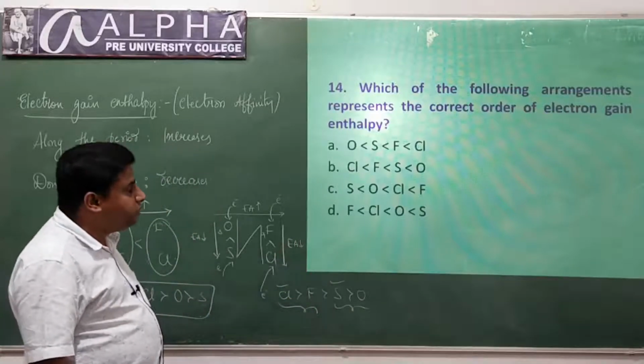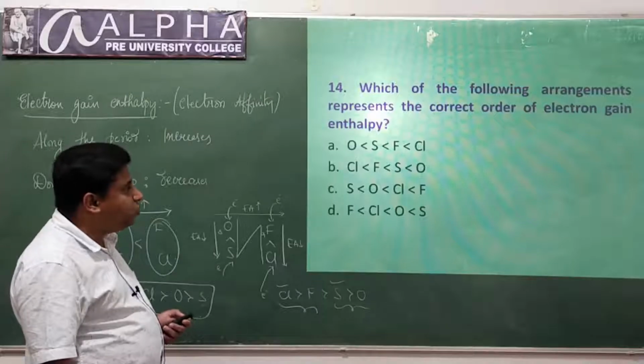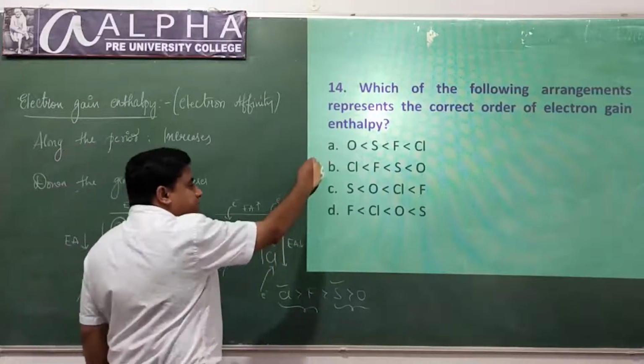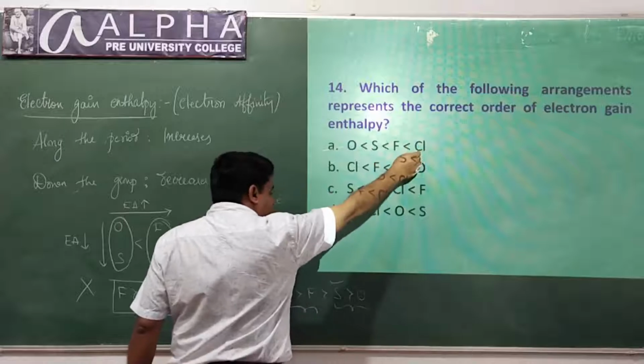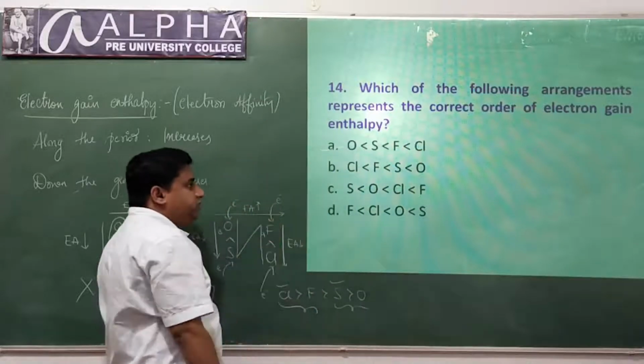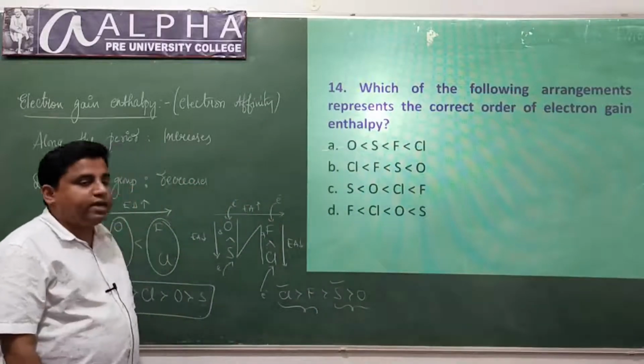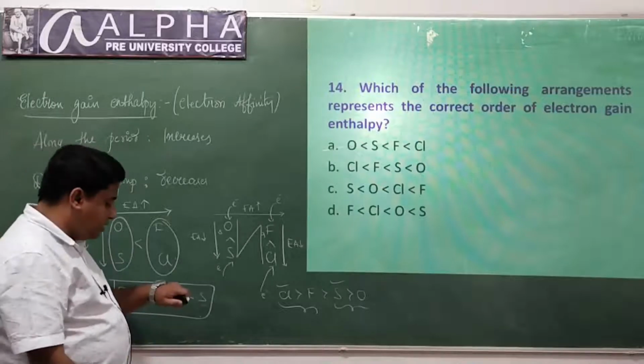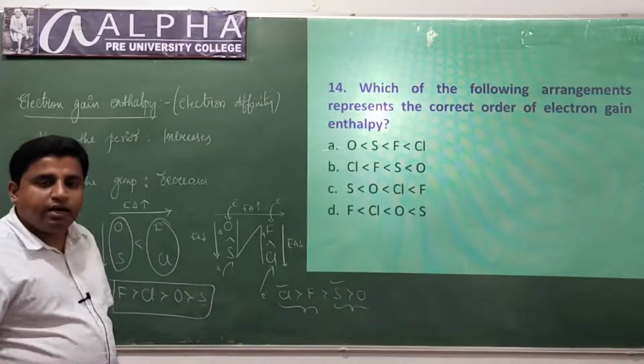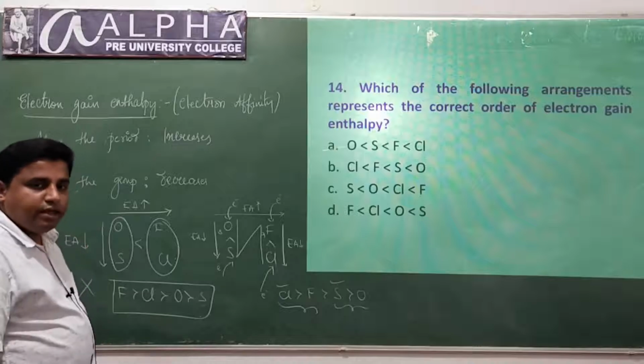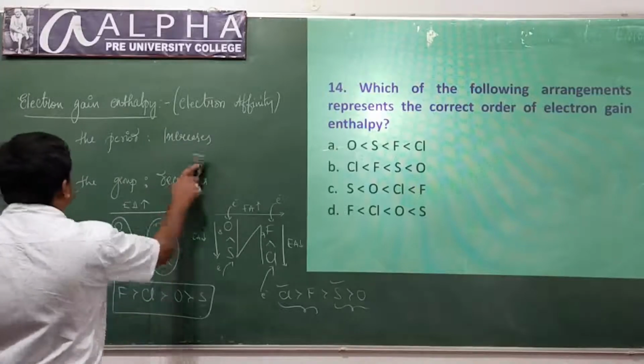So what is the correct option? The correct option is going to be option A. Chlorine more than fluorine, fluorine more than sulfur, sulfur more than oxygen. Hence the correct answer is option A. Yes, exactly. Any doubts with this? Can I continue? Yes, that's great.